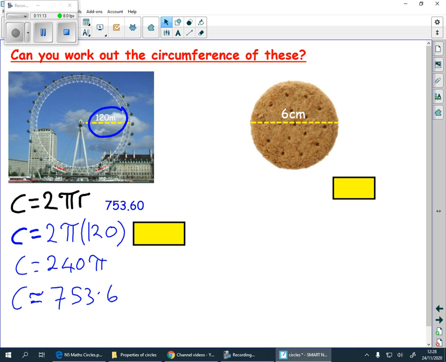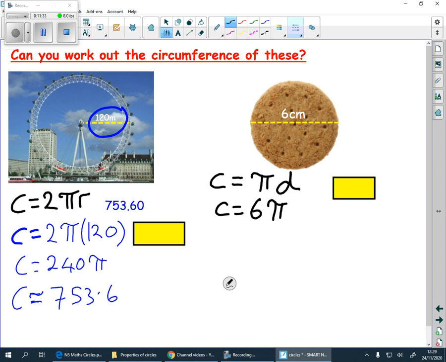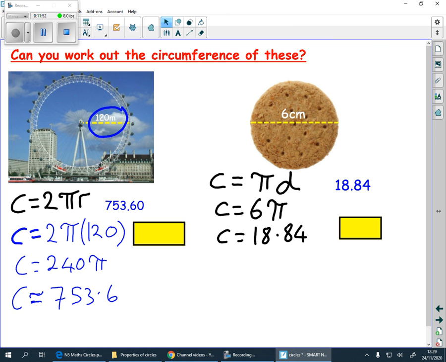In the other circumference question, we've got the diameter, not the radius. So we can use the diameter formula. That is C equals pi d. The diameter is 6, so we have C equals 6 pi. And 6 pi, when we're using 3.14 for pi, gives us 18.84, which is what we expected.